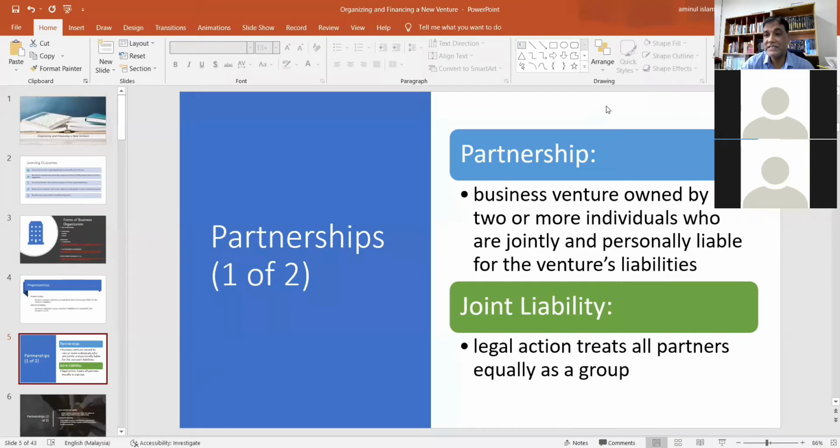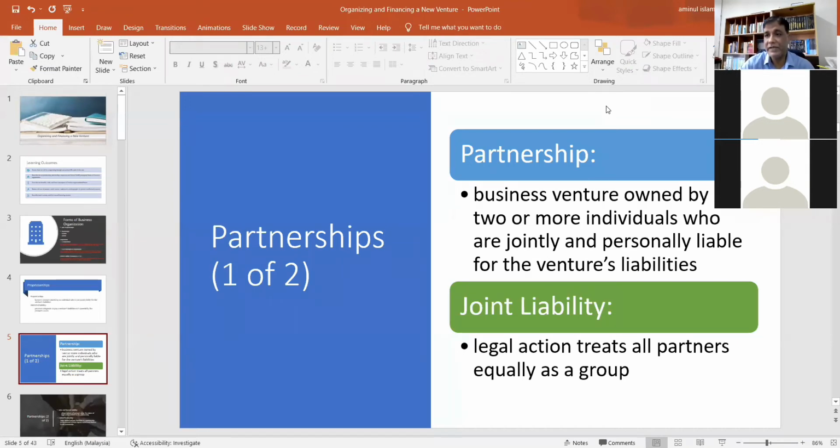So the idea of partnership is that it basically starts with more than one person, and it may go up to thirty. Okay. So a business venture that is owned by two or more individuals who are jointly and personally liable for the venture's liabilities. So partners may divide responsibilities. Certain partners in a case may contribute more finance and be less involved in running the organization. Some partners may get heavily involved in running the operation and contribute less finance. So it all depends on the understanding among the partners in a business.